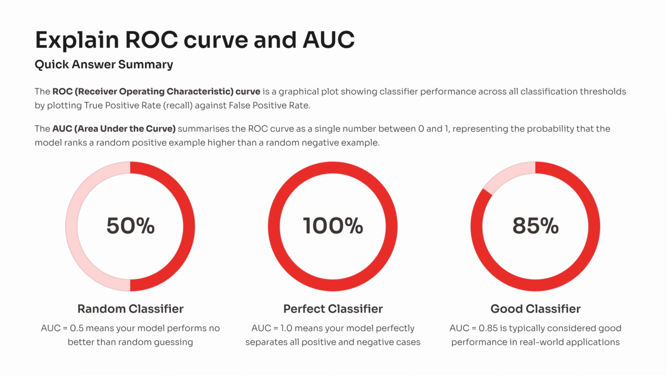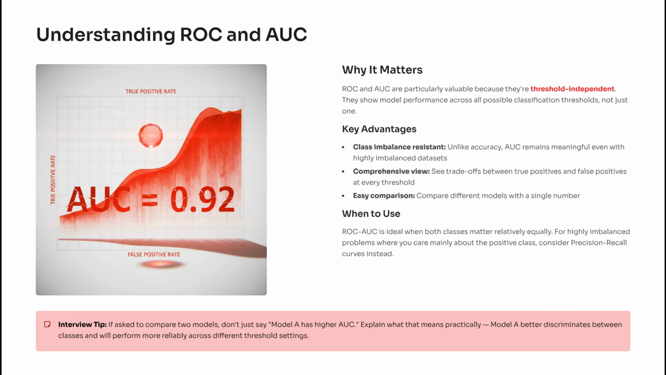Clear, confident, and human. So now the interviewer might follow up with, okay, that's clear, but why does AUC matter, and when should you use it? Here's the key insight. ROC and AUC are threshold independent, which means they evaluate your model's performance across all classification thresholds, not just one fixed cutoff. This makes them extremely valuable, especially when your data or business context changes the threshold for what counts as a positive. Let's talk about the advantages.